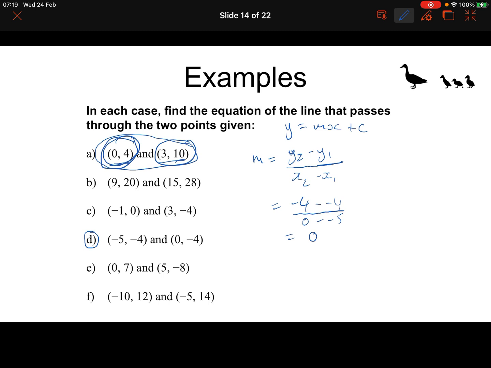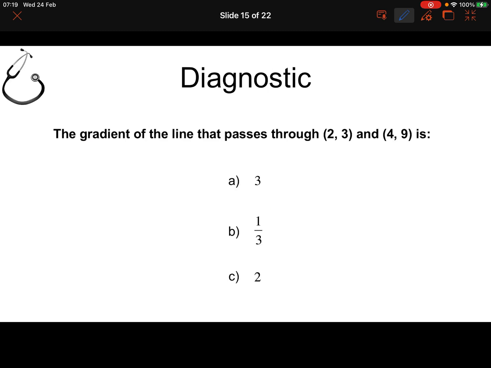So my gradient of this line is actually 0, which means that it is a horizontal line. And it's a horizontal line that's constantly passing through negative 4. So the equation of this line must simply be y equals negative 4. Okay, so just watch out for ones like that. Y is equal to negative 4. Okay, so let's skip on.